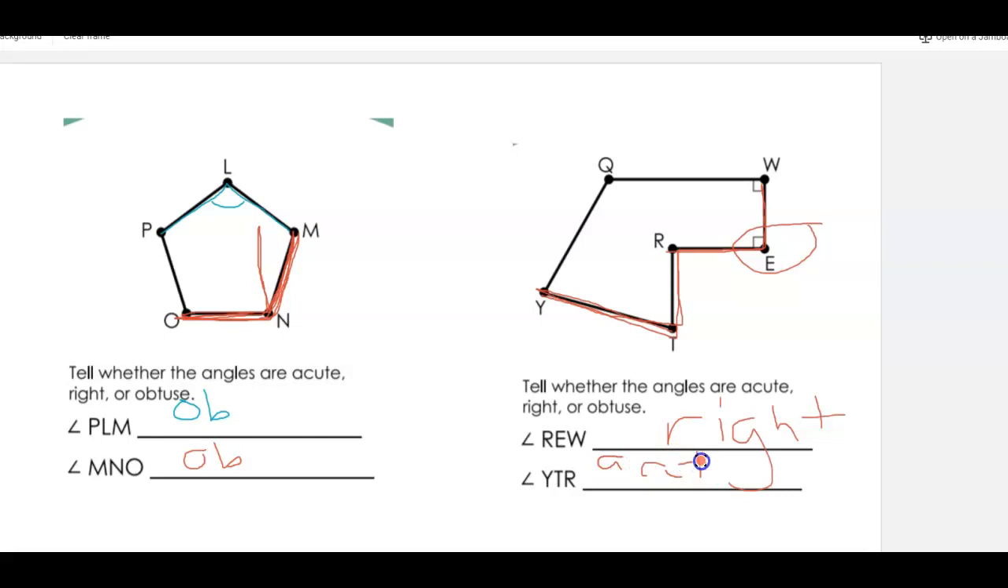How did you do? Did you get them right? All right, I hope so. Take a look at the notes and then try the problem of the day. Go ahead, guys.